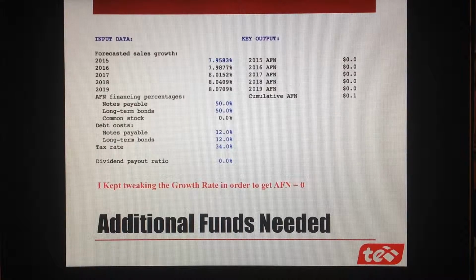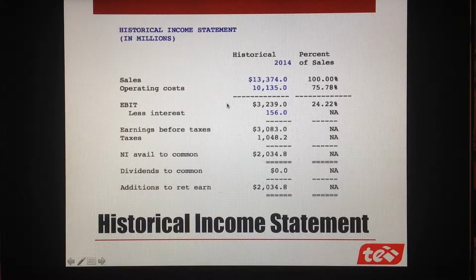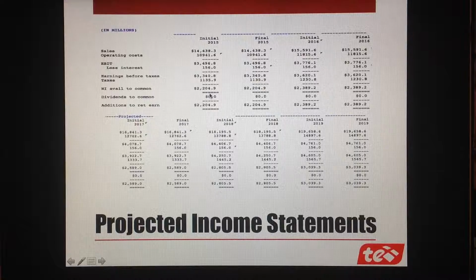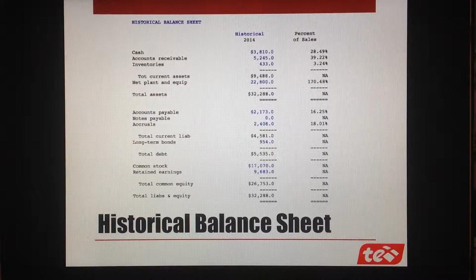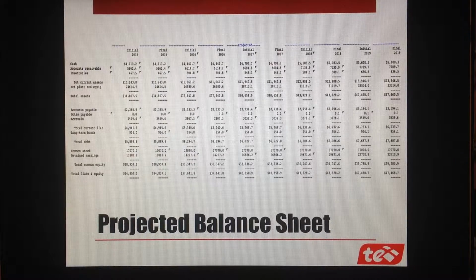Let's start with the additional funds needed. I kept tweaking the growth rate in order to get an AFN for each year as zero. This is my historical income statement. I changed the sales, operating cost, and the interest. This is my projected income statement. This is my historical balance sheet. This is my projected balance sheet.